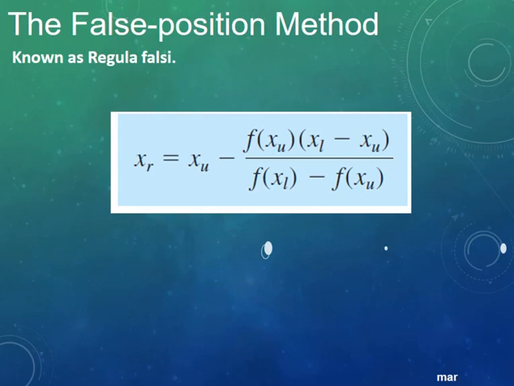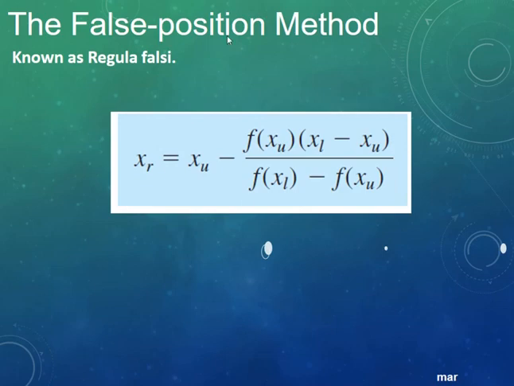Okay, class, let's go to the false position method. So, the false position method is almost the same as the bisection method. They're just the same methodology, but the difference is the computation of the roots or the XR values.